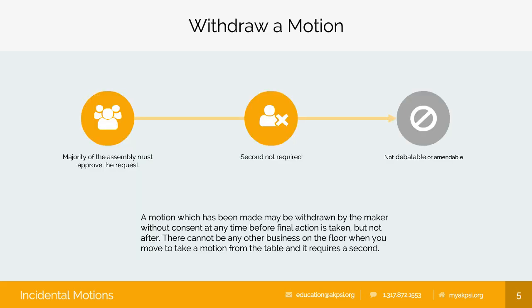When an individual makes a motion, sometimes they change their mind or no longer want to debate the issue. A motion may be withdrawn by the person who made it at any time before a final action is reached if a majority of the assembly approves the request. A second is not needed, and a motion to withdraw a motion may not be debated or amended.